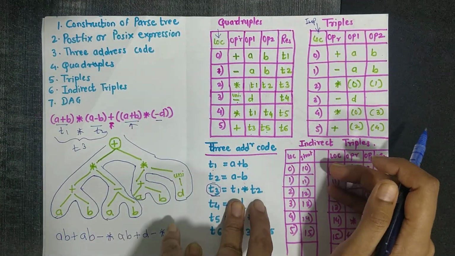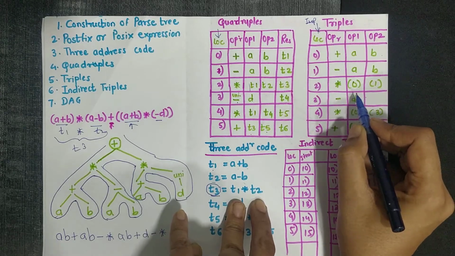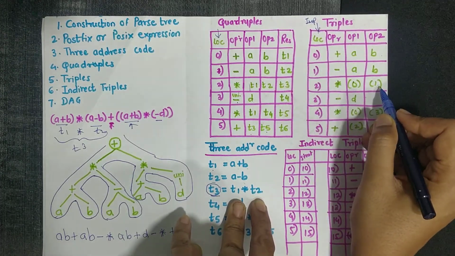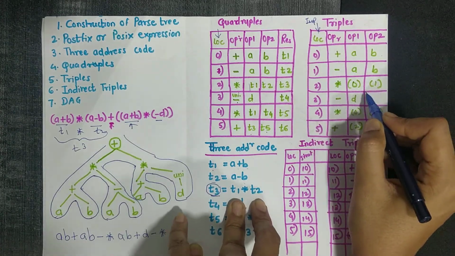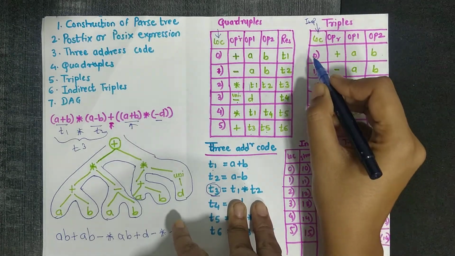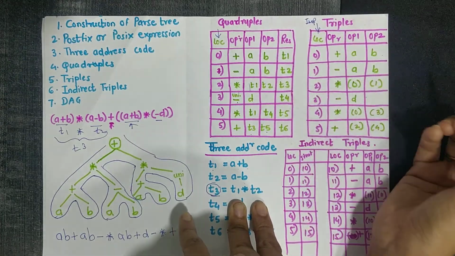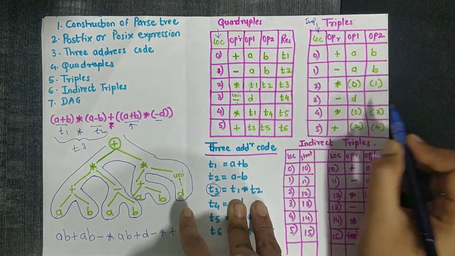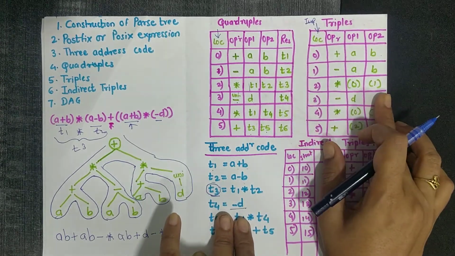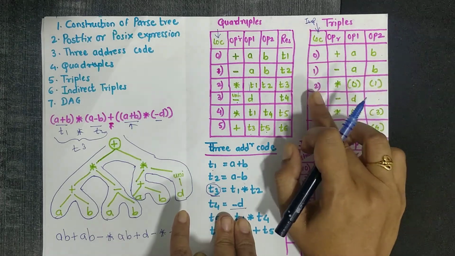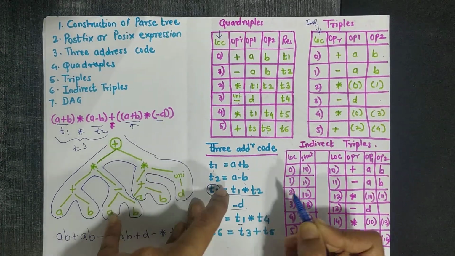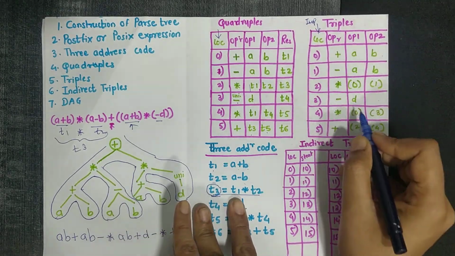Afterwards, T1 into T2. What do we have to do? 0 into 1. Operand 1 is 0, operand 2 is 1. That is nothing but the numbers in your table, the row numbers. That will be reflected in the 0th row, first row and second row. In the second row, we have to reflect this rule. That will be done this way.